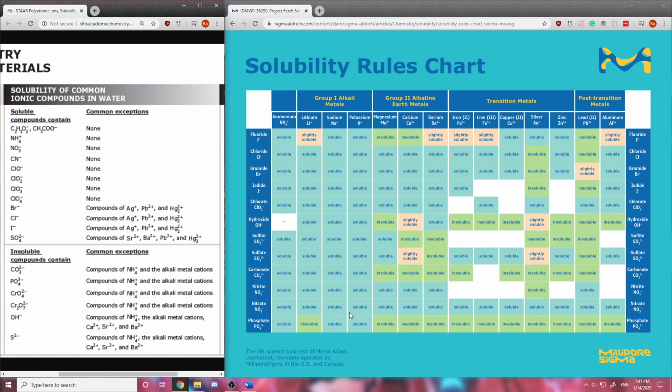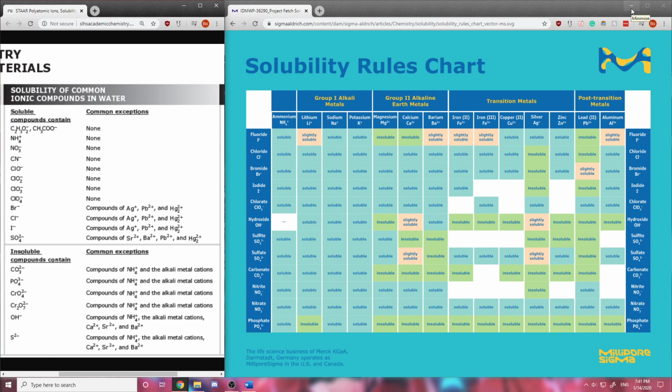You have your hydroxide. If you look right here on the right, the hydroxide, everything is insoluble except for ammonium again, and alkali metals, and a few others like calcium and barium and strontium. Again, slightly soluble, don't worry about it. Follow the chart. So hopefully this helps you to figure out which ionic compounds are soluble or insoluble.